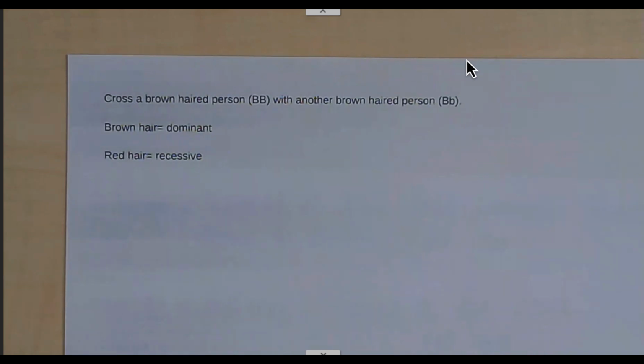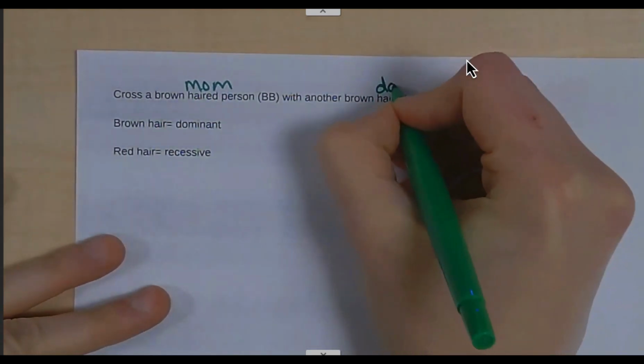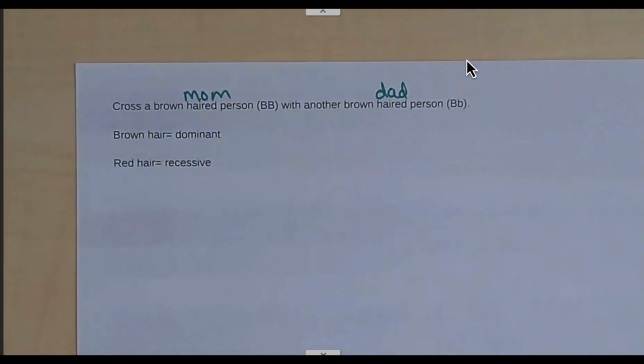Say we have the problem of crossing a brown-haired person, big B, big B, with another brown-haired person, big B, little b. Well, if I'm just trying to break it down, we'll call this first parent mom, and we'll call this one dad, just to keep things simple.